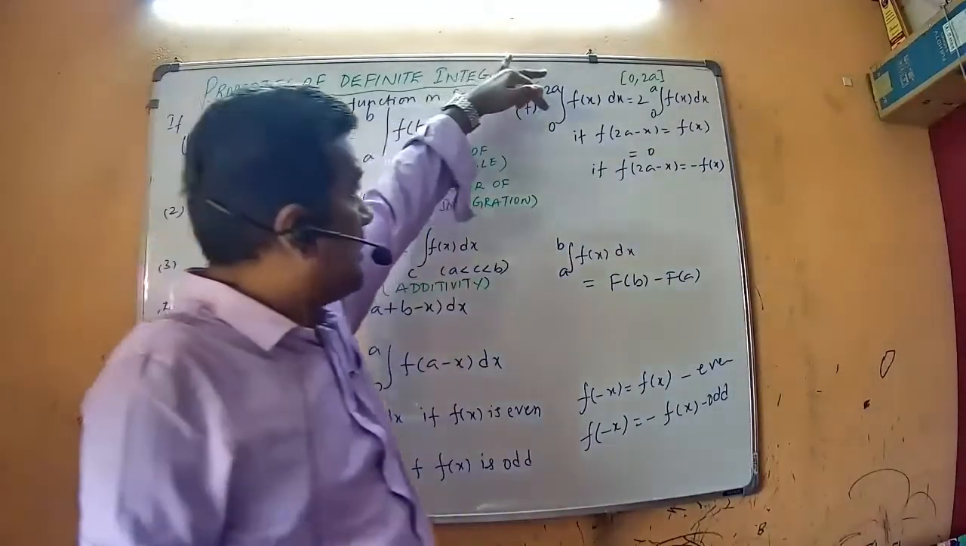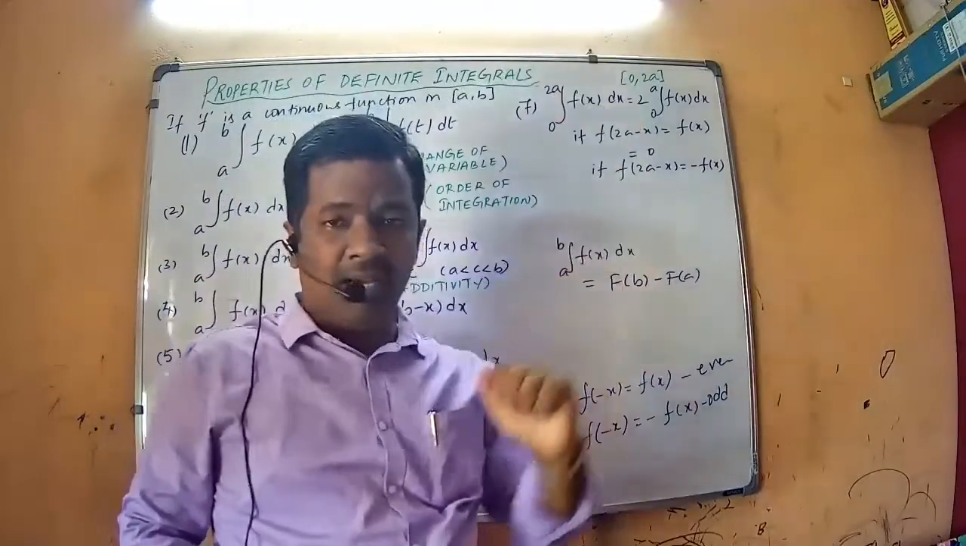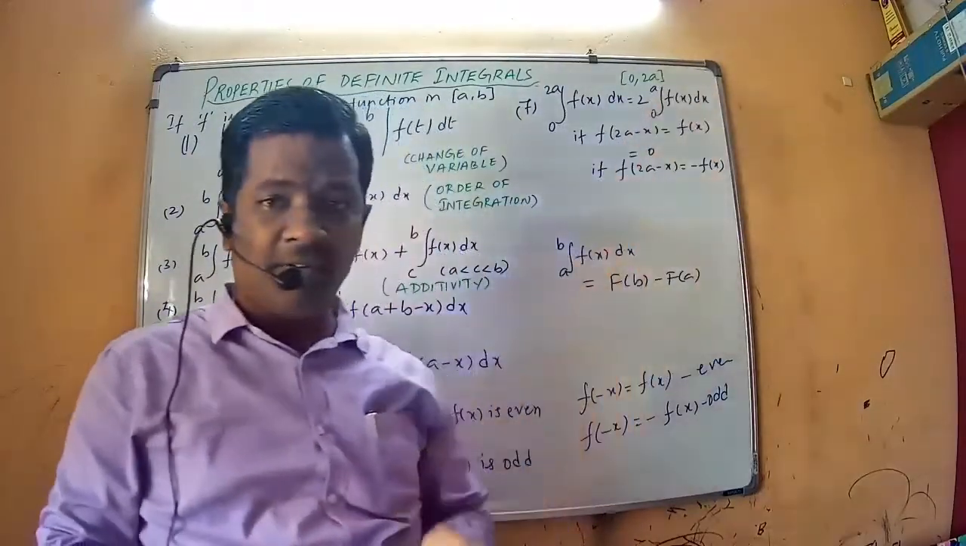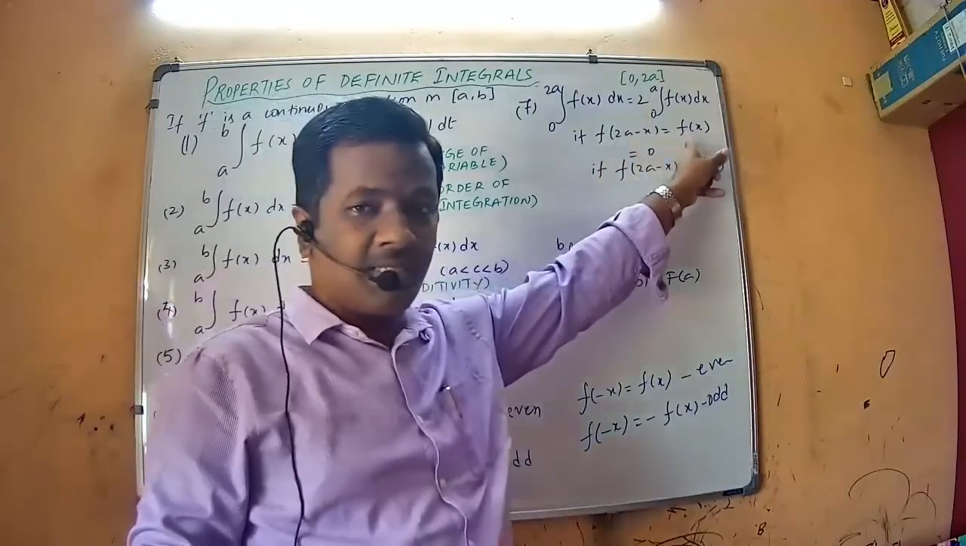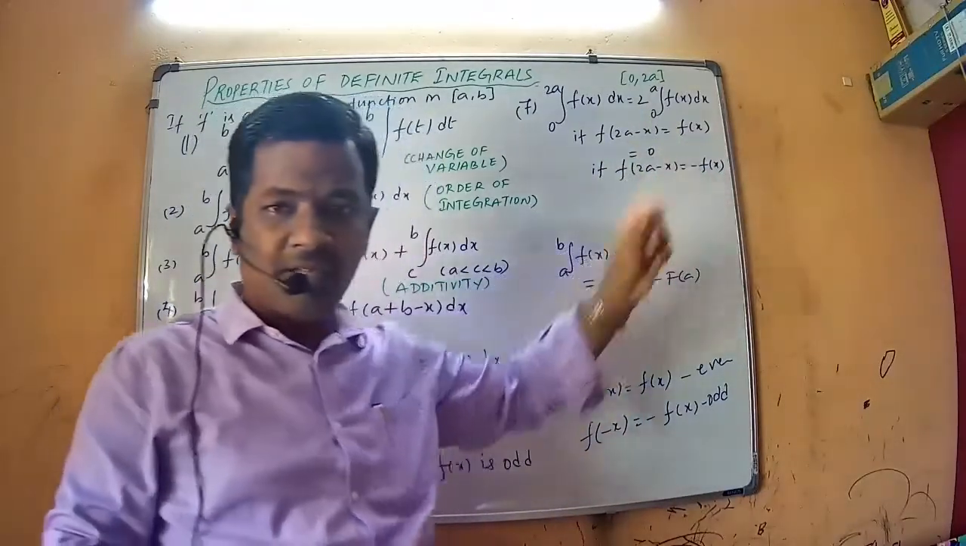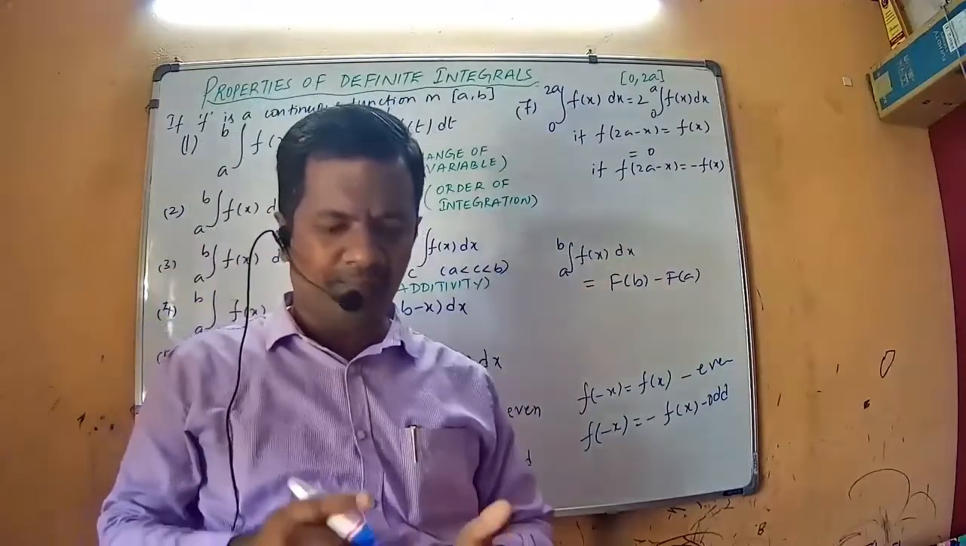Likewise, the seventh one: the integral from 0 to 2a of f(x) dx will become 2 times the integral from 0 to a of f(x) dx, if f(2a minus x) is f(x). If it is minus f(x), the value of the integral is 0.